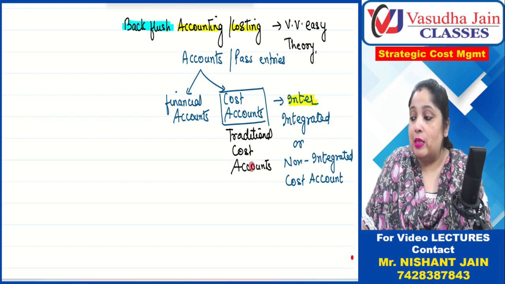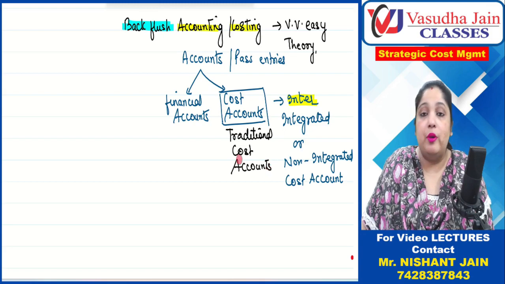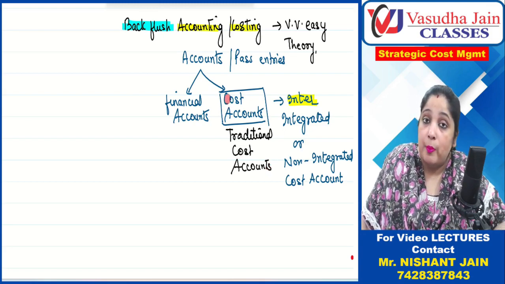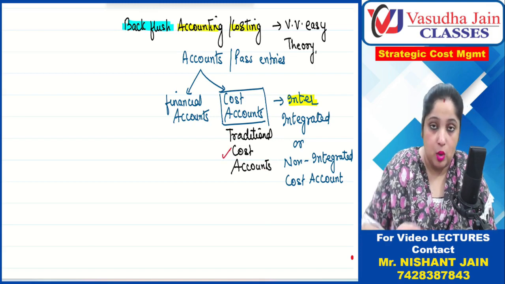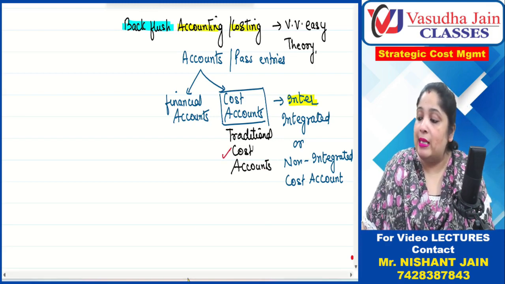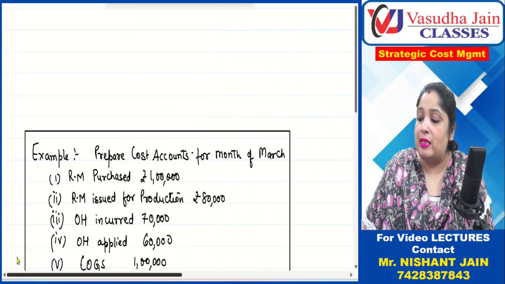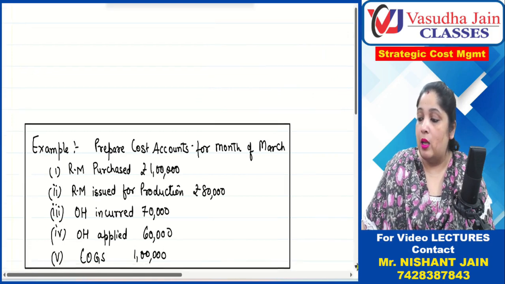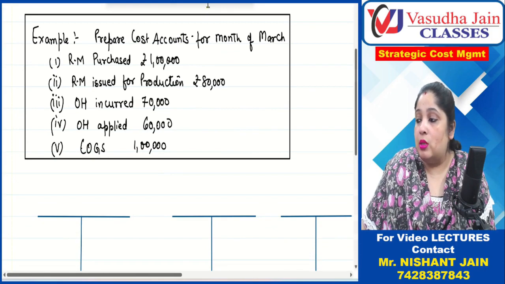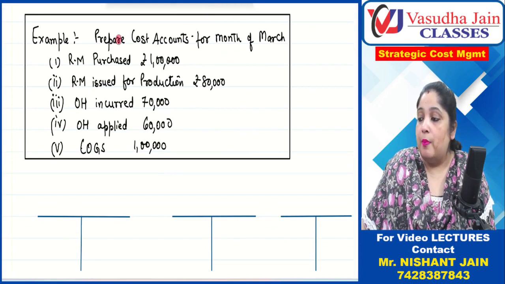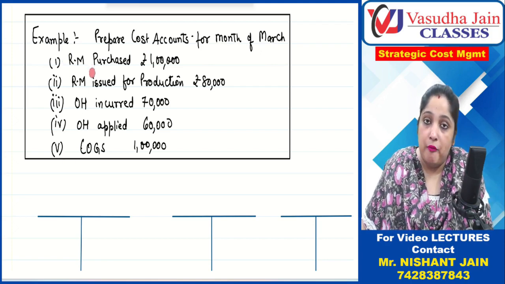Let us start understanding the concept of how cost accounts are prepared. So the first target is to understand cost accounts, normal accounts, with the help of a very simple example. Now this is an example: prepare cost accounts for the month of March. These were the transactions which took place in the month of March.